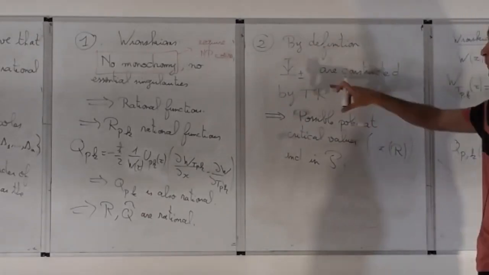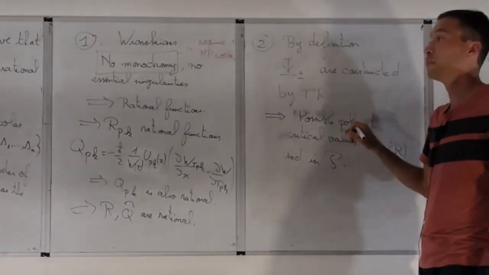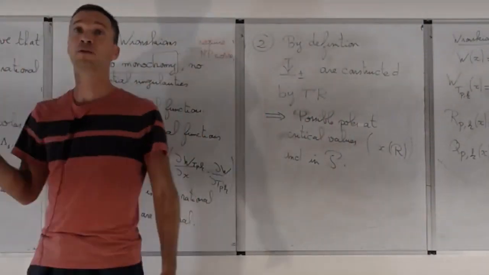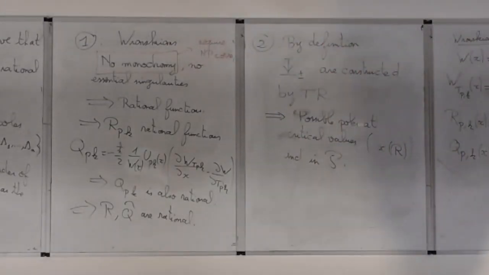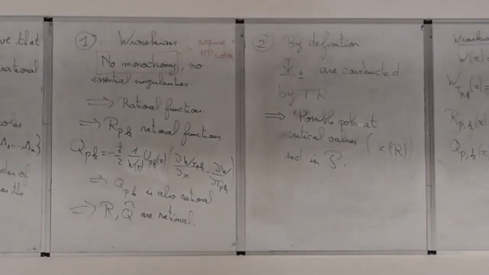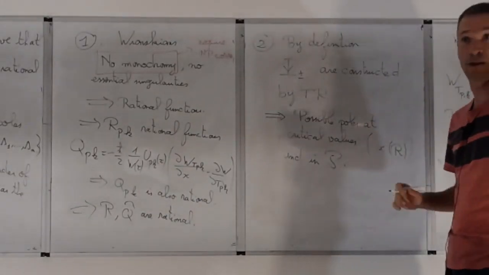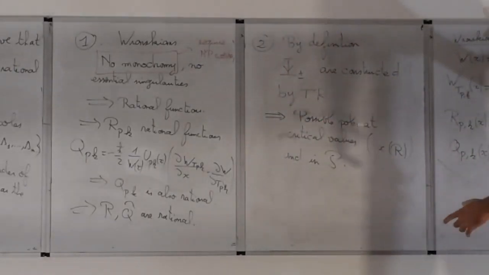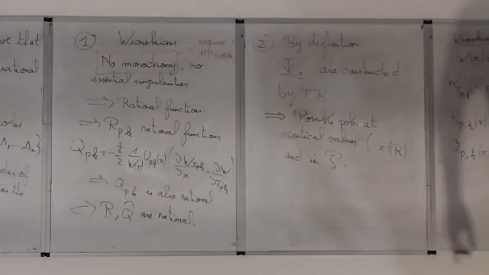So the wave function will have these singularities, but what we want to prove is that R and Q tilde don't have poles at critical values. And this is the real difficult part here, because by definition, they should have, okay? So you have to find a way to prove that. Okay, this I can move.